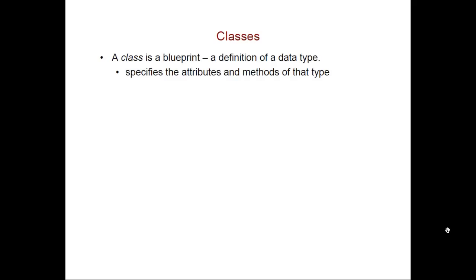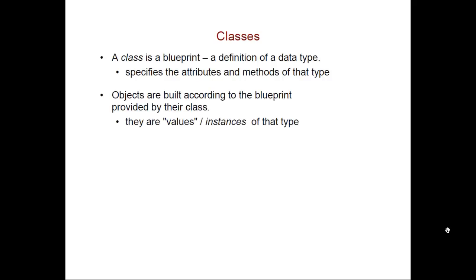Closely related to the idea of an object is the concept of a class. And you can think of a class as a blueprint, a definition of a data type, or a definition of a type of object. And this is where we actually specify the attributes and the methods of that type of object. And then objects are built according to the blueprint provided by their class. And they are sometimes referred to as instances of that class.